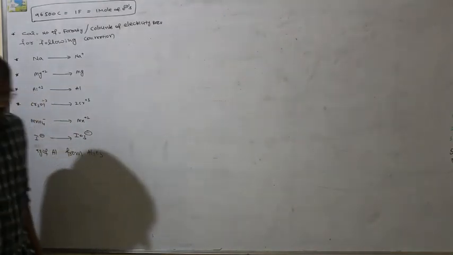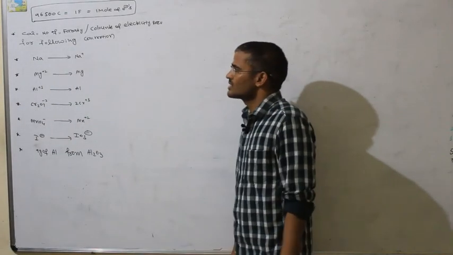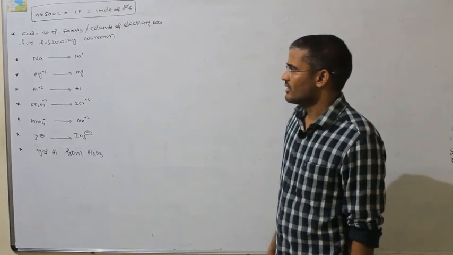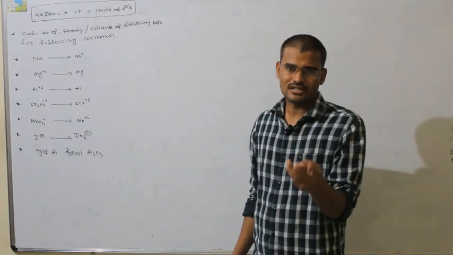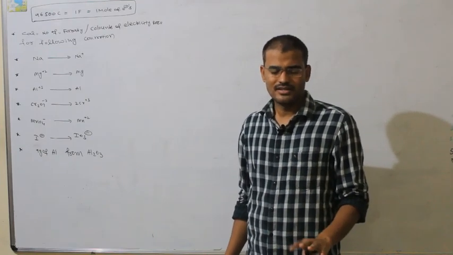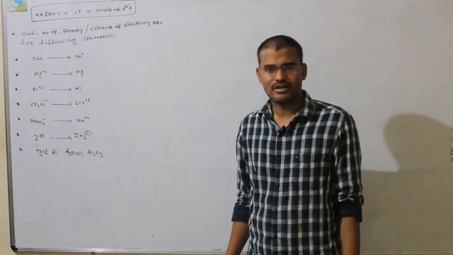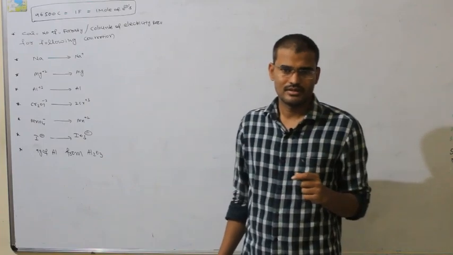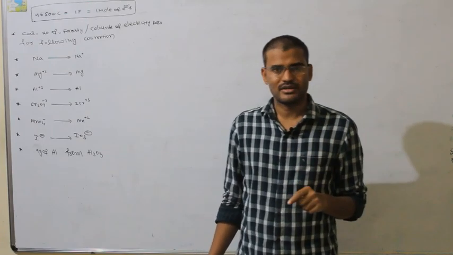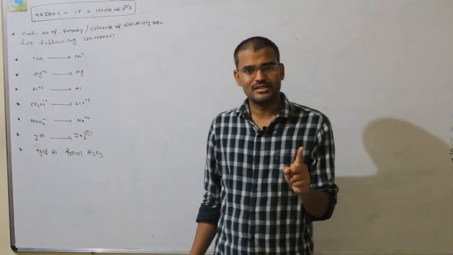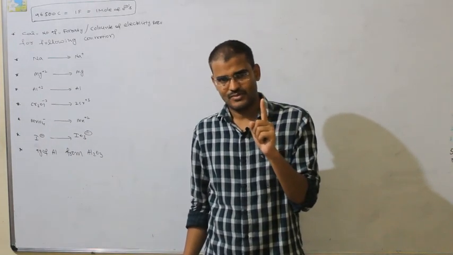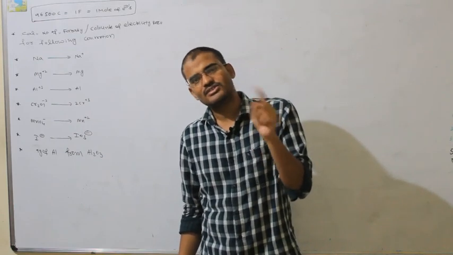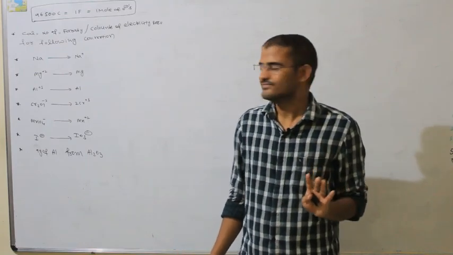Whenever a question is given, like how many Faradays or how many coulombs of electricity are required, what do we have to do? Very simple. We have to calculate the change in oxidation state of that particular element. If the change in oxidation state is 1 unit, it means 1 mole of electrons participated. 1 mole of electrons means 1 Faraday of electricity, or 96500 coulombs. This is the only funda.